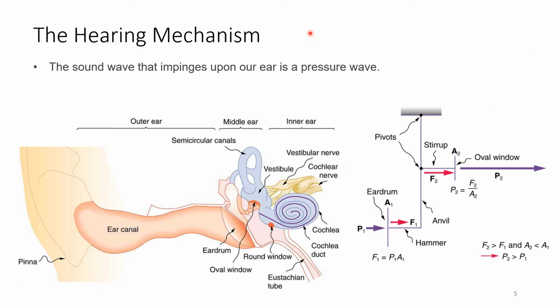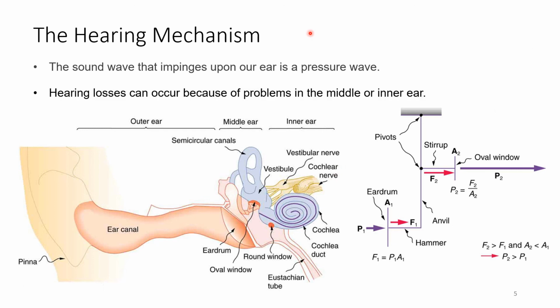Hearing losses can occur because of problems in the middle ear or the inner ear. You may read more information about this part in the textbook.